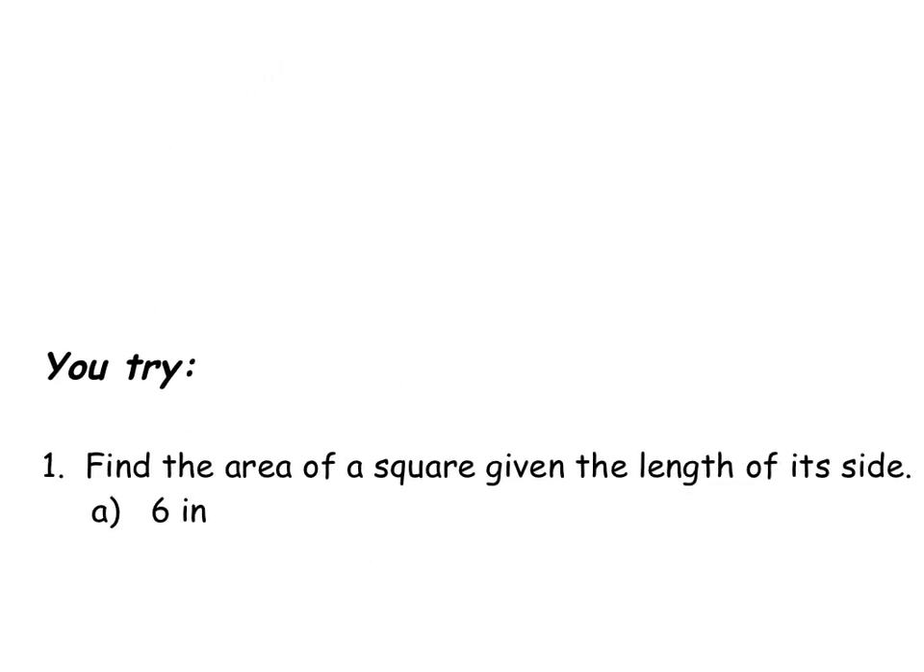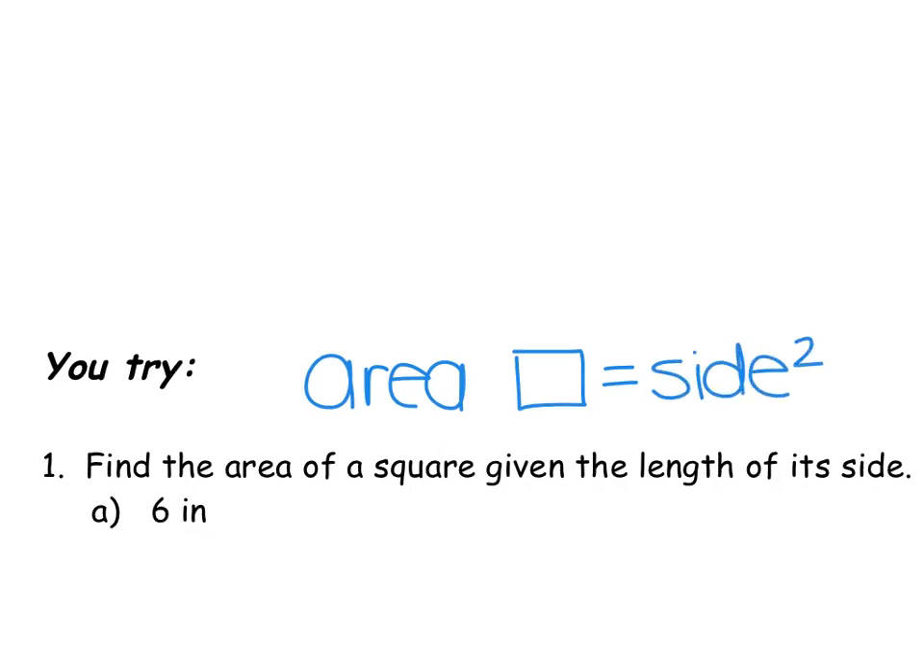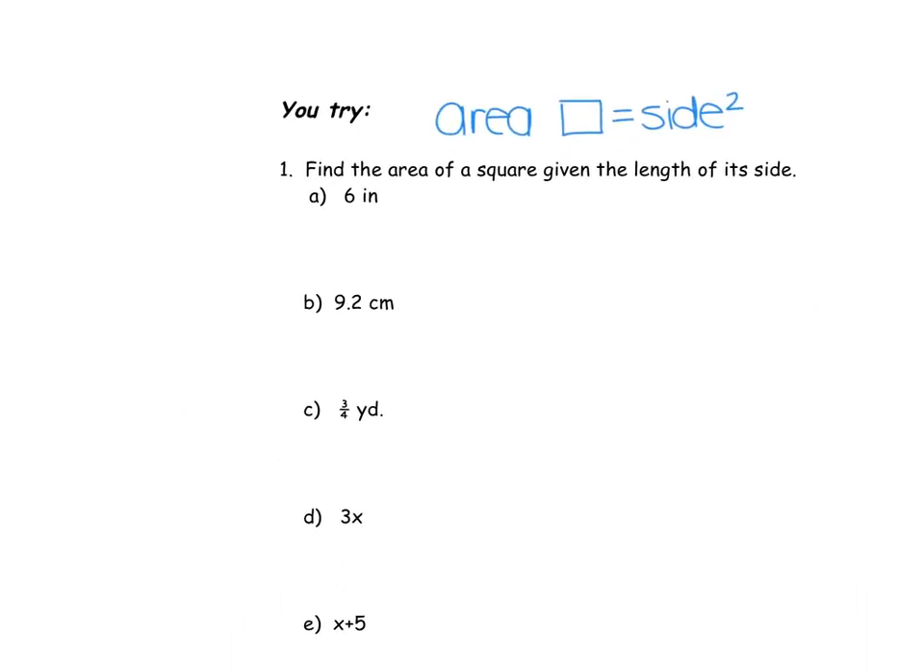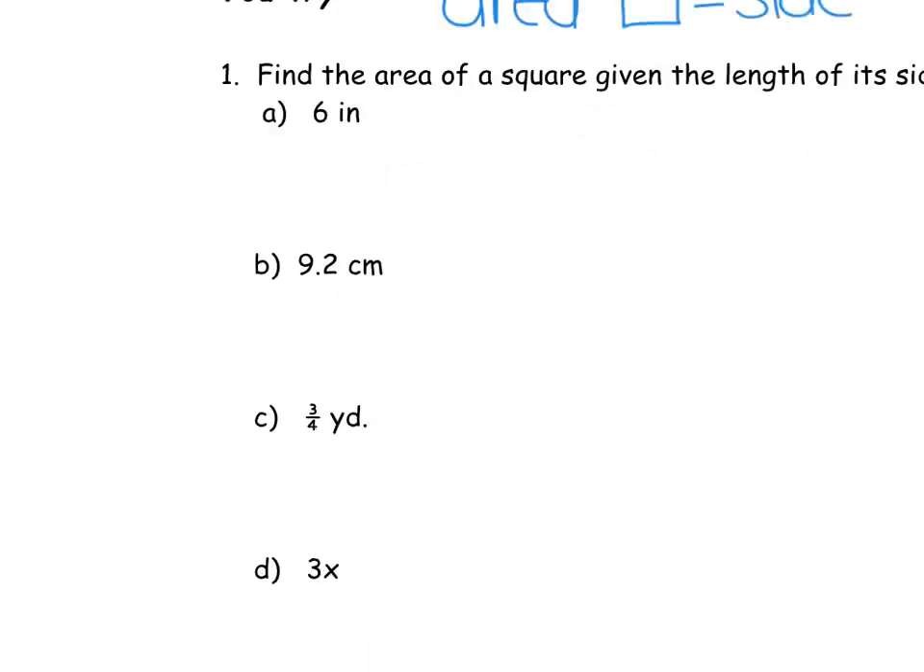As we should already know, the area for a square is equal to the side squared. Just a reminder, these formulas will have to be memorized. So, starting with number 1, we're going to go down to number C. Most of these are pretty straightforward. All you're doing is taking the side that they give you and plugging it into the formula.